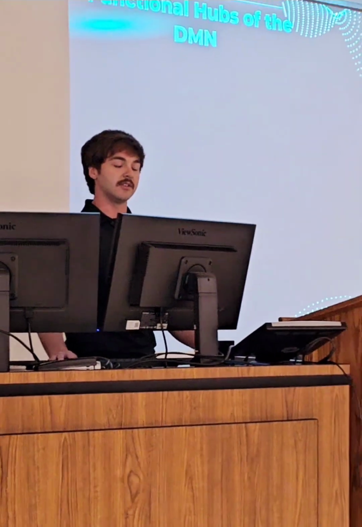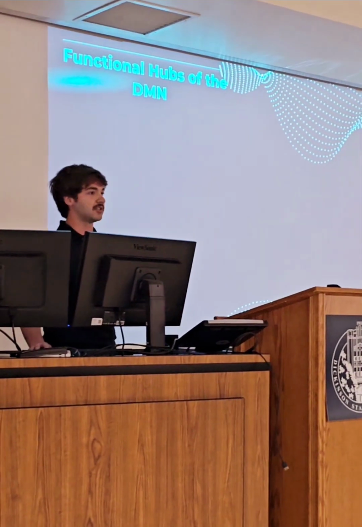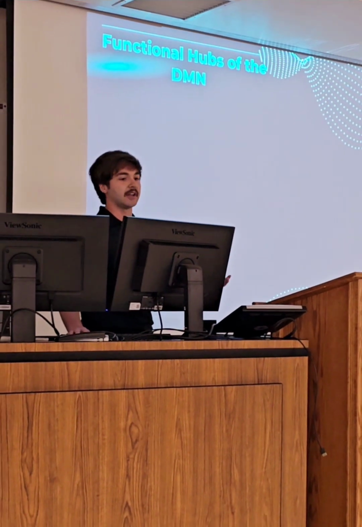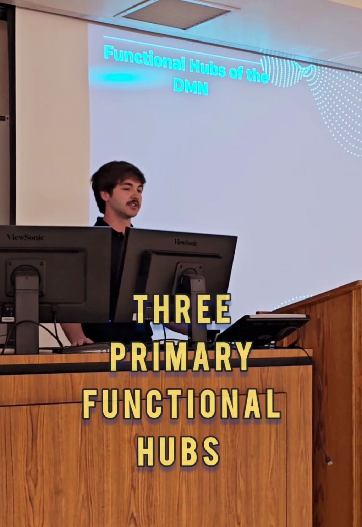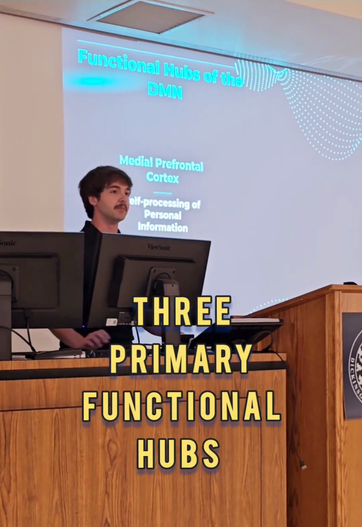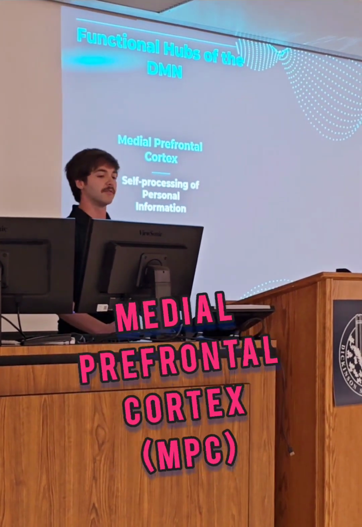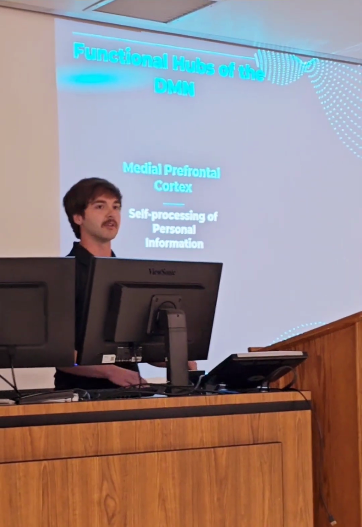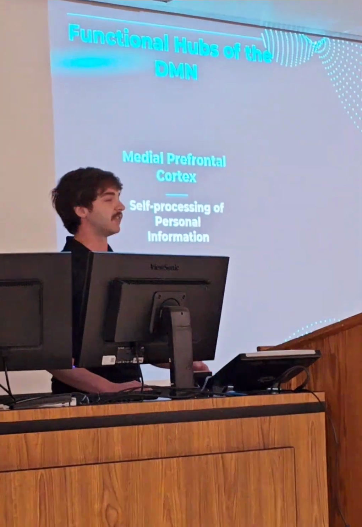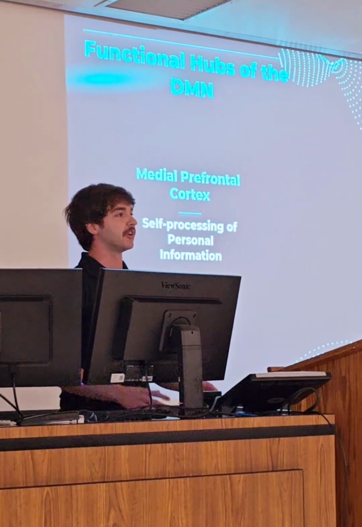Before we get into the roles and associations of the default mode network, I'd like to go over the brain areas that are involved in this network. There are three primary functional hubs, the first being the medial prefrontal cortex, and this is involved in the self-processing of personal information, such as autobiographical memories, future goals and events, and decision-making involving those very close to one, such as family.